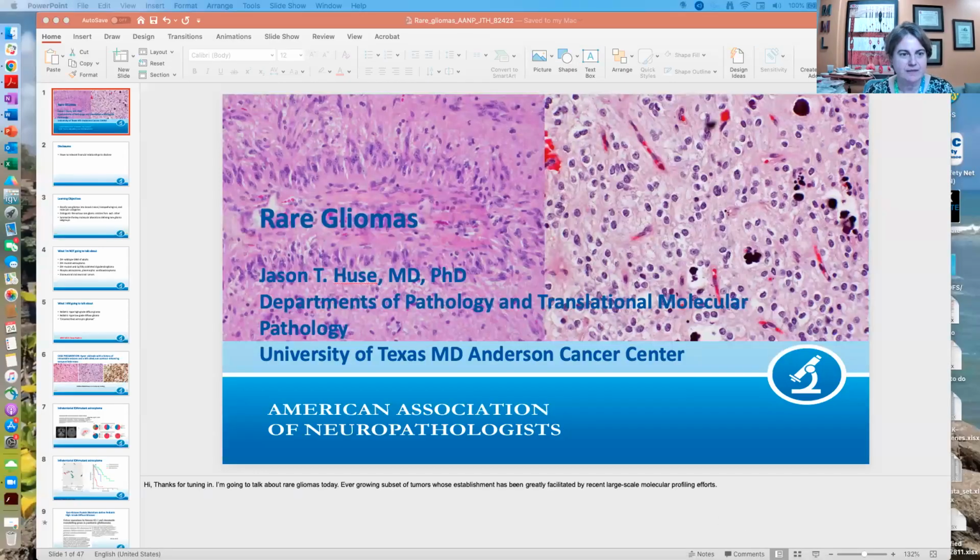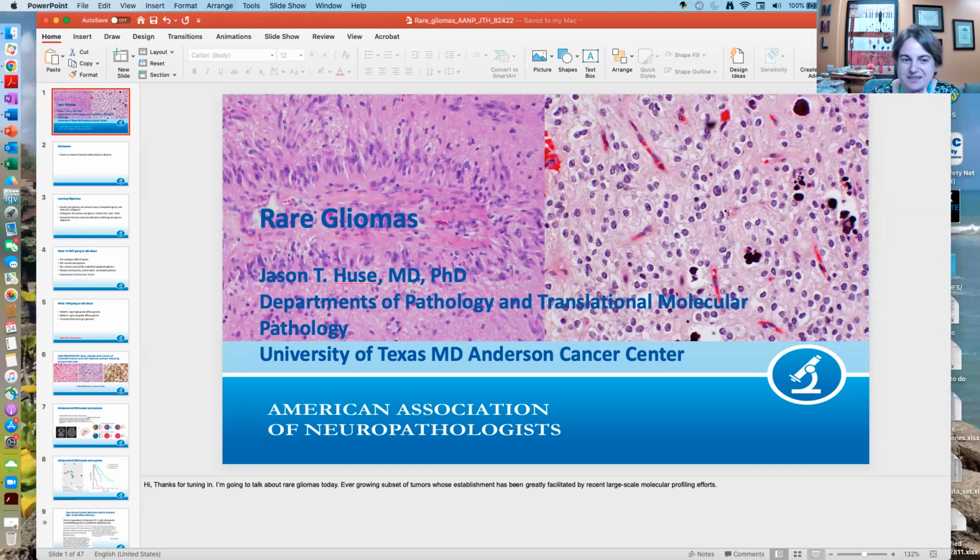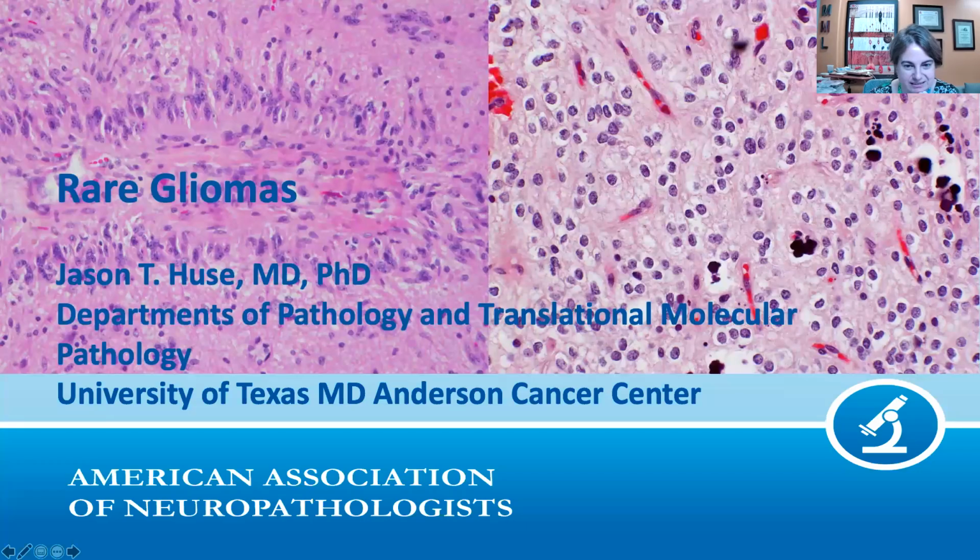Dr. Jason Huse is a professor in the Department of Pathology and Translational Molecular Pathology at the University of Texas MD Anderson Cancer Center. He's a neuropathologist specializing in the diagnosis and molecular characterization of brain tumors. He also directs a research lab studying the molecular pathogenesis of malignant gliomas and brain metastasis, and he's going to teach us today about rare gliomas.